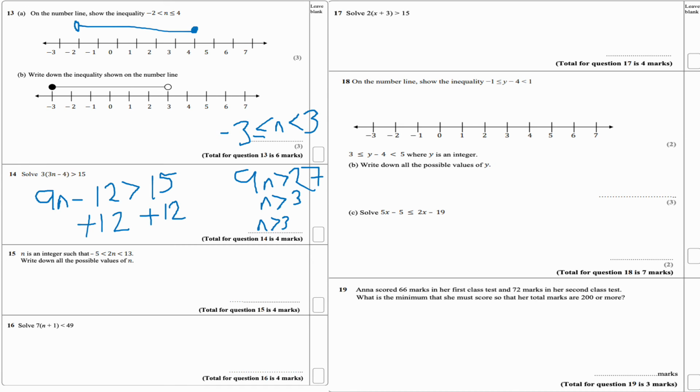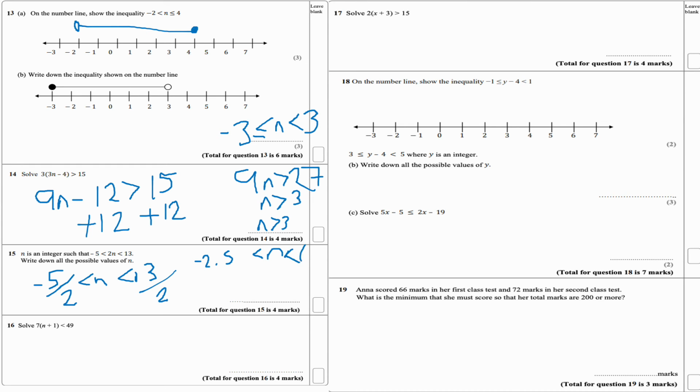Question number 15. n is an integer that satisfies this inequality. Write down all the possible values of n. Well, dividing everything by 2 throughout my inequality. Okay, so it's both improper fractions. So remember that I'm going from minus 2.5 to 6.5.